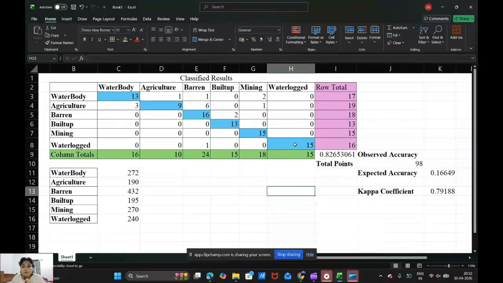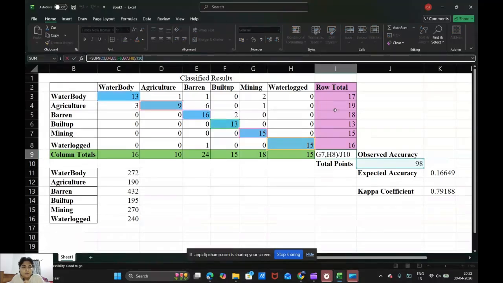Okay. So here what we have done, we have taken row total and we have taken column total. I believe until here we have understood. Observed accuracy is what is the correct one, that is a sum of all these diagonals, which are correctly classified, divided by the total number of points. Total number of points you can either take a sum of these row totals, or you can take sum of these column totals. But just don't take it twice, because this will also be 98, this will also be 98.